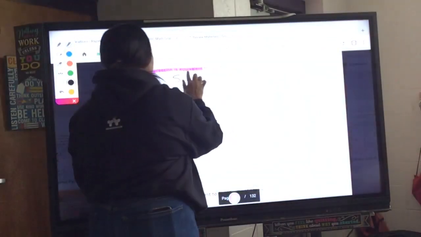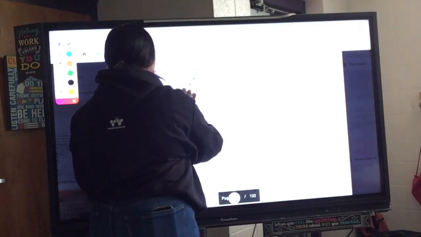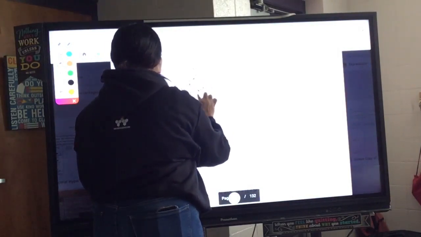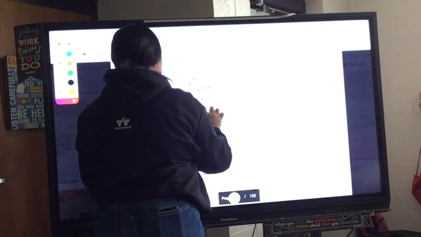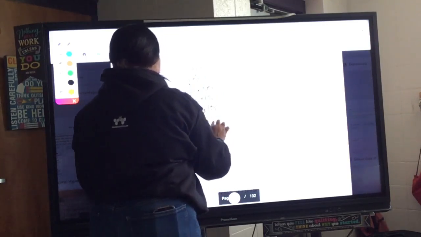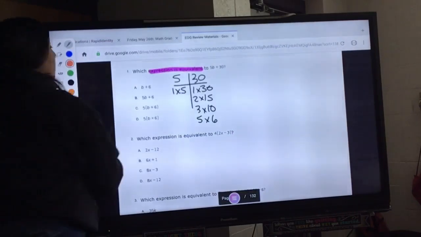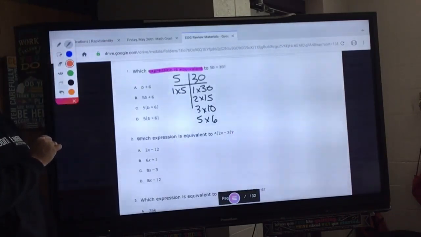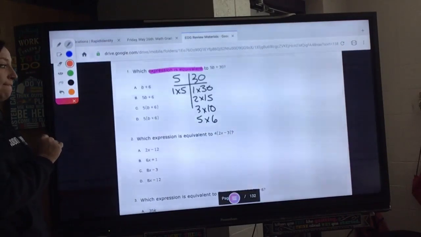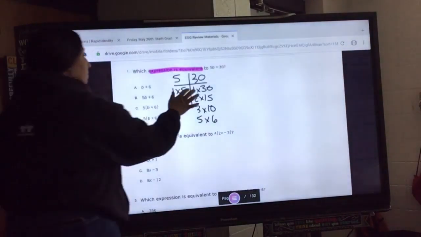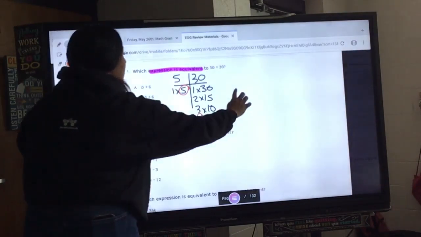So we have to take 5 and we have to take 30, and we have to find our GCF. Hopefully looking at 5 and 30, you know what the GCF is without doing this. But just in case you don't, because 5 only has 2 factors, right? So what is our GCF? Our GCF is 5. So 5 goes on the outside.